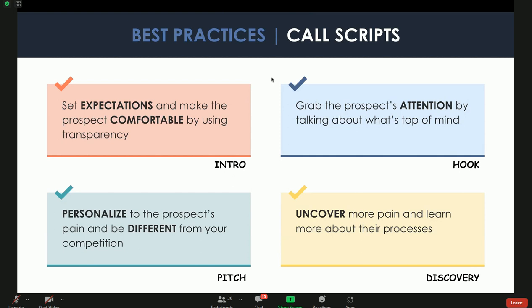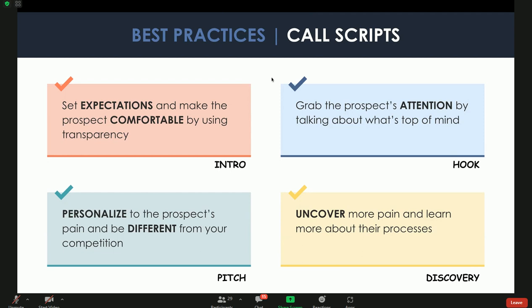Give them the company name as well. I used to not give my company name, and I was like, I'm not going to say my company because they're going to know it's a cold call. They know it's a cold call the second they pick up and it's someone they've never heard from before. So there's no secrets there. So definitely recommend setting expectations and making the prospects comfortable as much as possible.